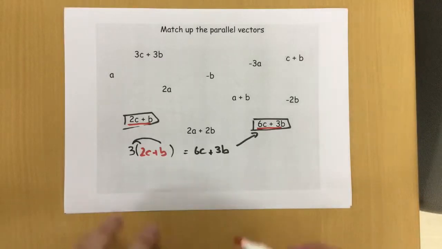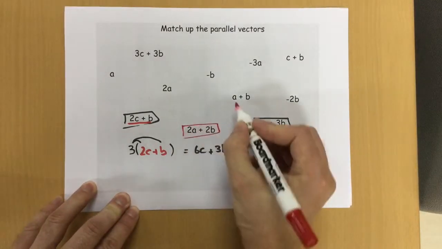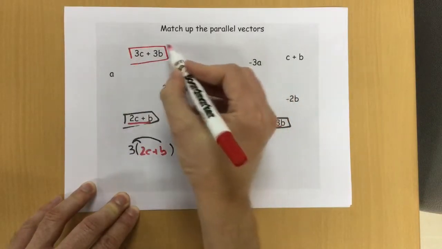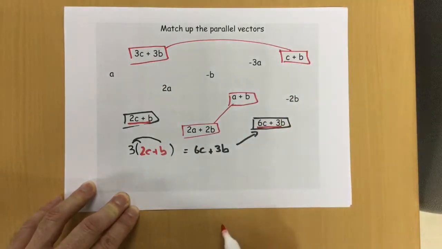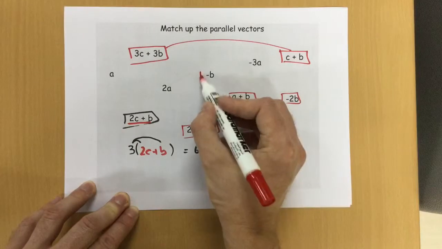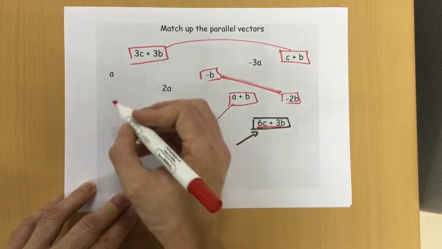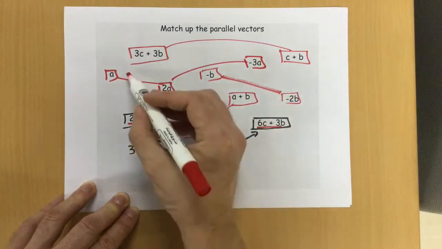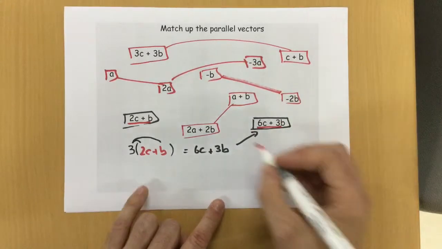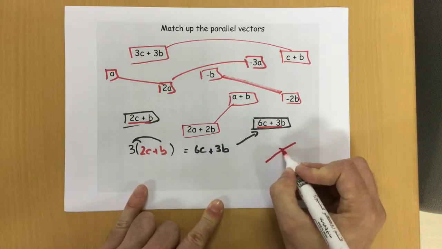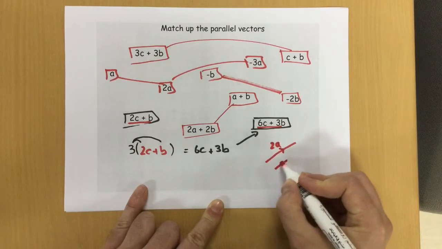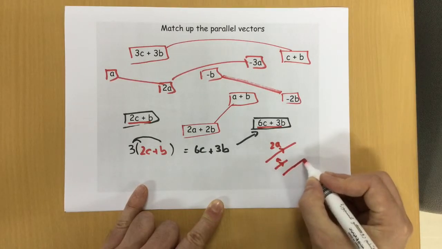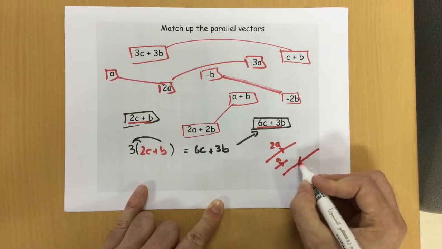So here are your solutions. So 2a and 2b match up with a and b. Your 3c and 3b match up to c and b. Now minus 2b goes with the minus b there. And then all 3 of these are parallel. Because all this is negative, so we've got, say this is 2a, and this is a. The minus 3a is 3 times bigger than this, it's just going the other direction.